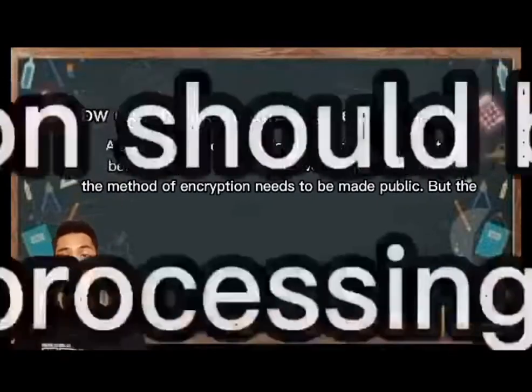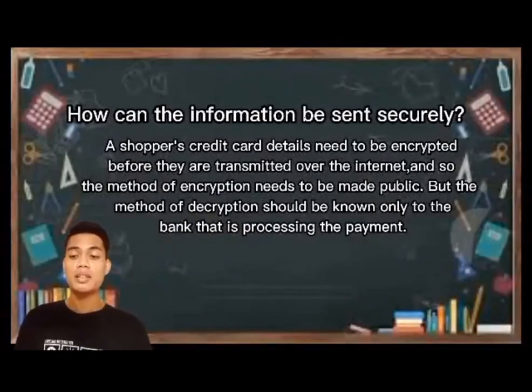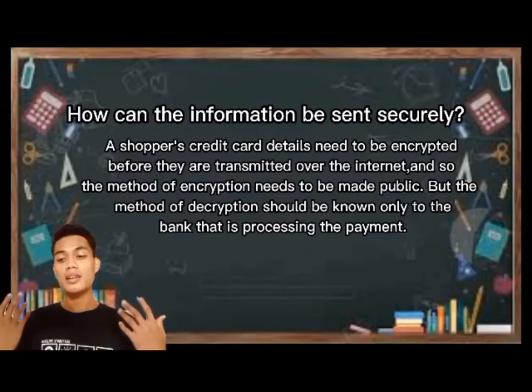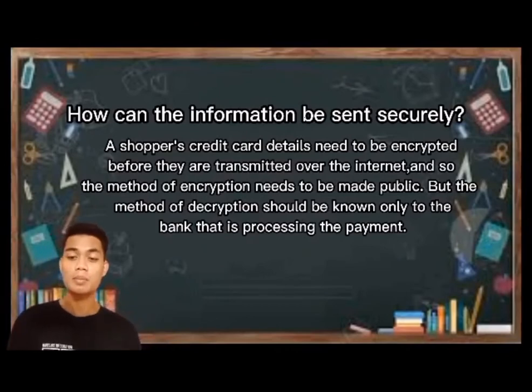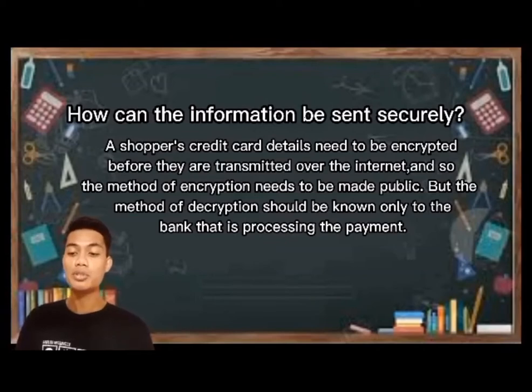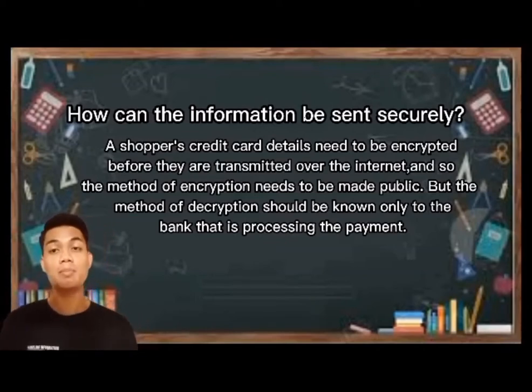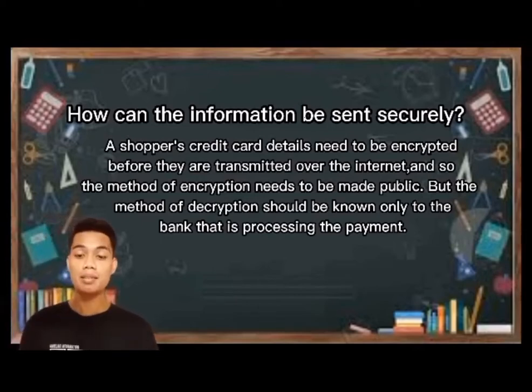So a shopper's credit details need to be encrypted before they are transmitted over the internet. And so the method of encryption needs to be made public. But the only method of decryption should be known only in the bank that is processing the payment.